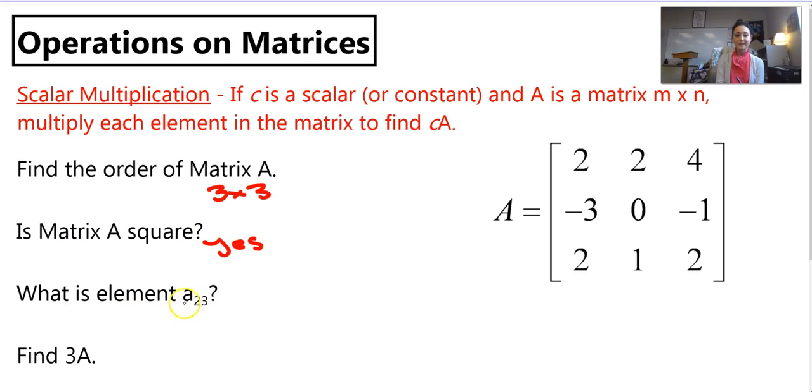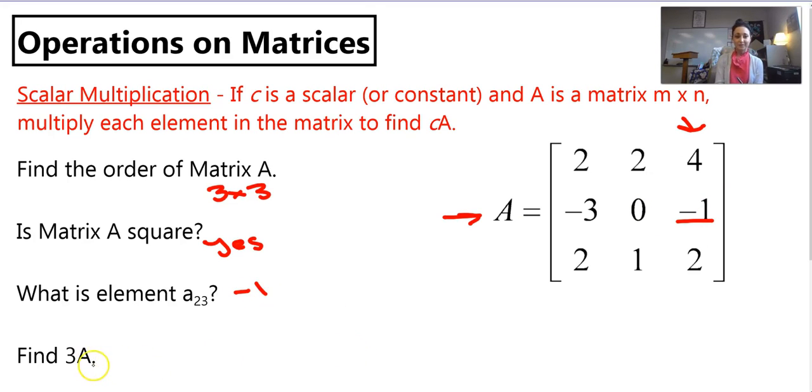Now what is element A sub 2, 3? So 2 is what row you're on, 3 is what column you're on. So I'm going to go second row, so that'd be this row, third column, which would be right here. So second row, third column leads me to element A sub 2, 3, and that's going to be -1.